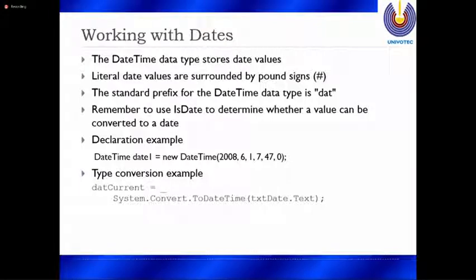In the last chapter we used the Parse method to convert text to an integer or any decimal numerical type. Here it is ToDateTime. This is ToDateTime. You can convert a string to a date type or time, date or time. Okay, that's a method.